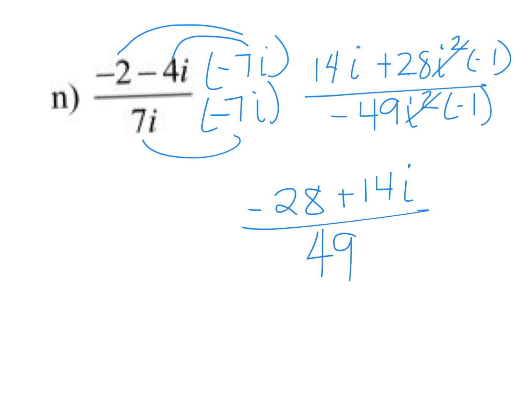Now I'm going to look to see if everything can reduce, and I know that they're all divisible by 7. So 7 goes into 28 4 times, negative 4 times. 7 goes into 14i 2 times. And 7 goes into 49 7 times.